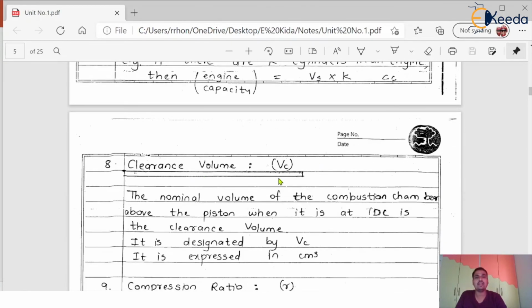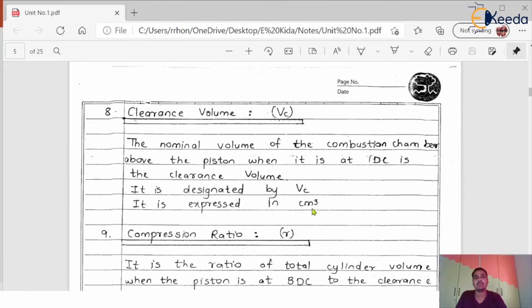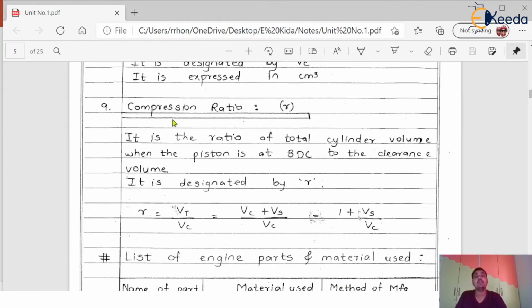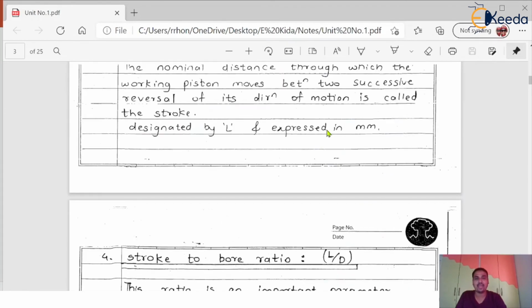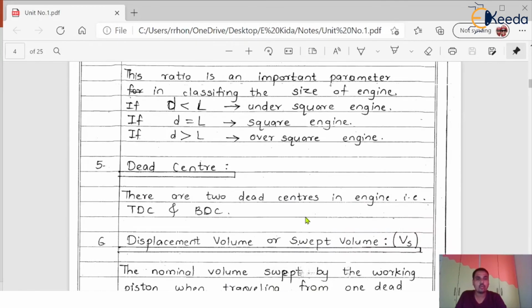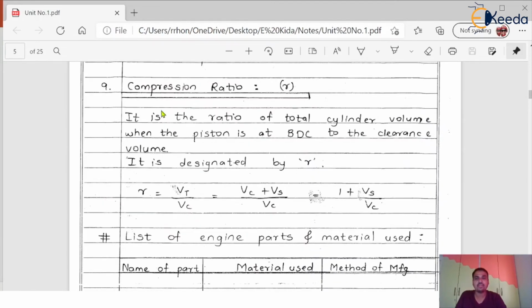Again, the clearance volume, as we already discussed, is a volume, so it is expressed in centimeter cube. And the last thing remaining to understand is the compression ratio. This is very important. By definition, the compression ratio is the ratio of the total cylinder volume when the piston is at BDC to the clearance volume. Now again we look at the diagram. It is the ratio of the swept volume plus clearance volume to the clearance volume. The total volume of the cylinder in this case is Vt. So once again, please read this definition carefully.